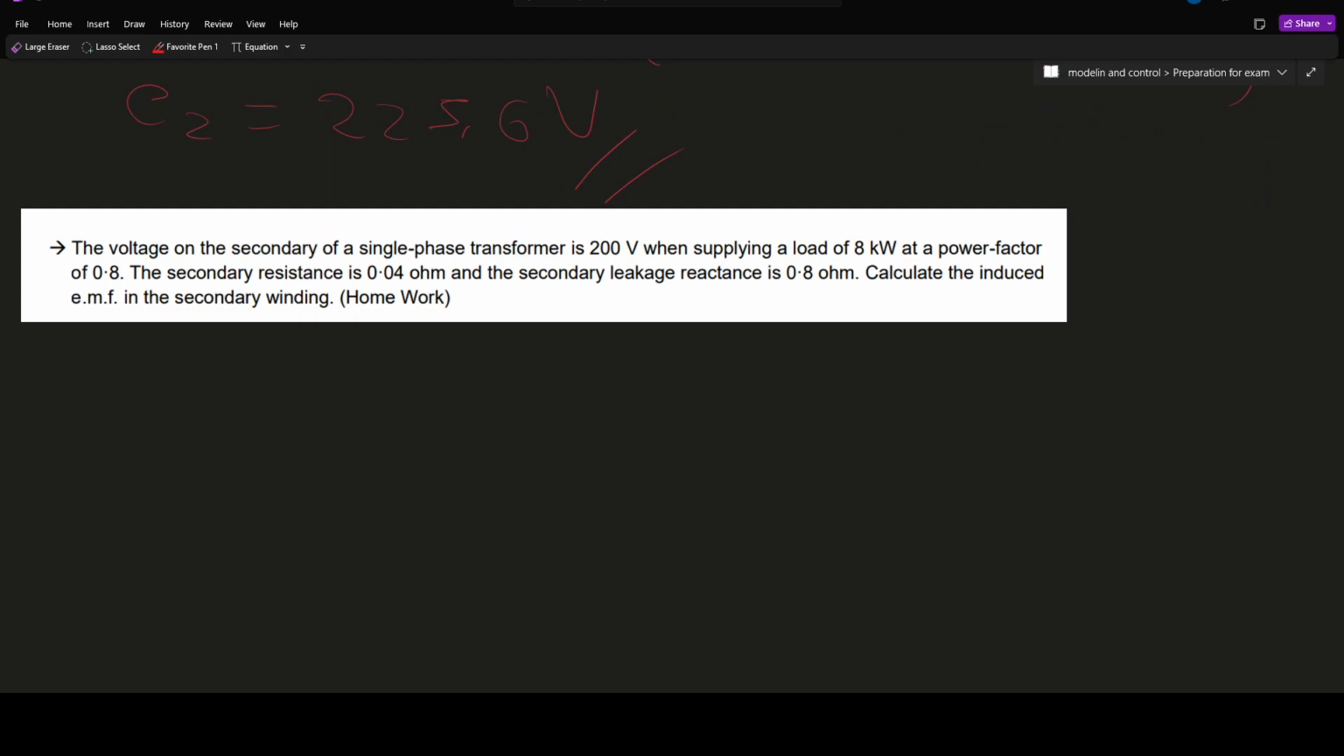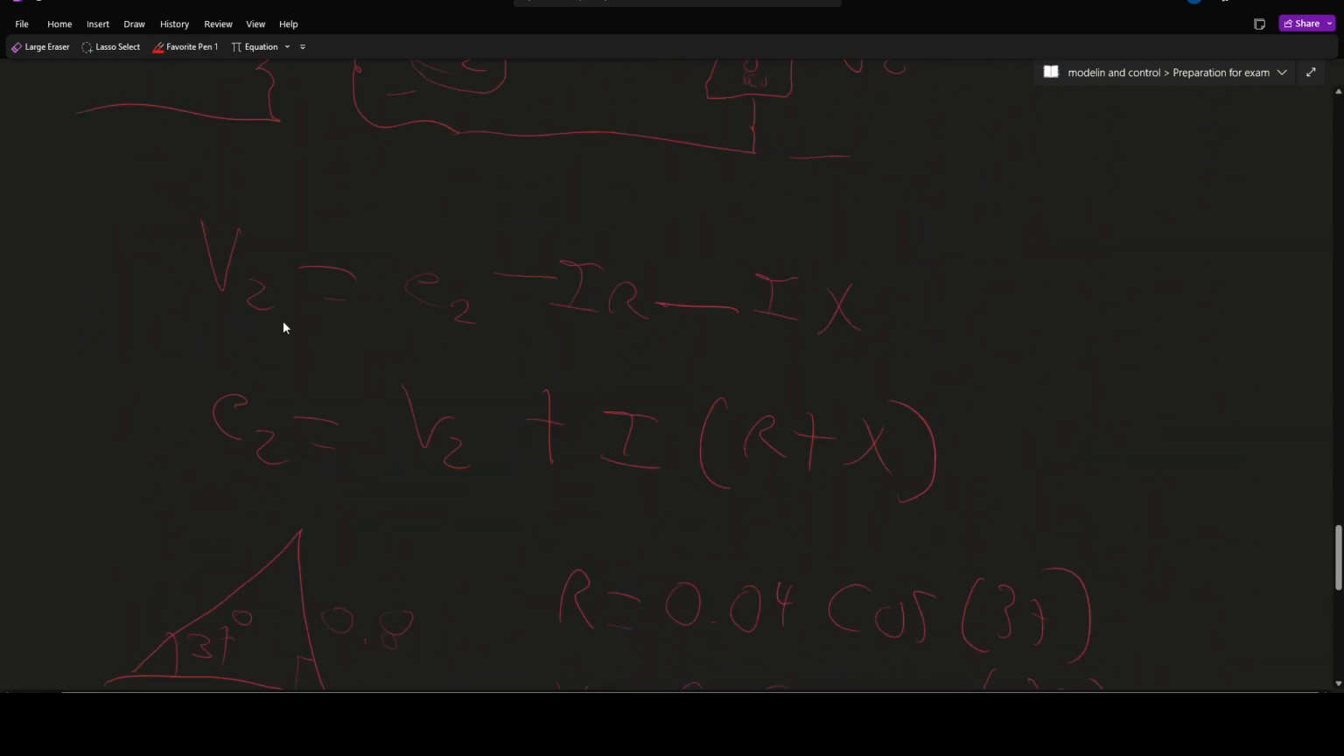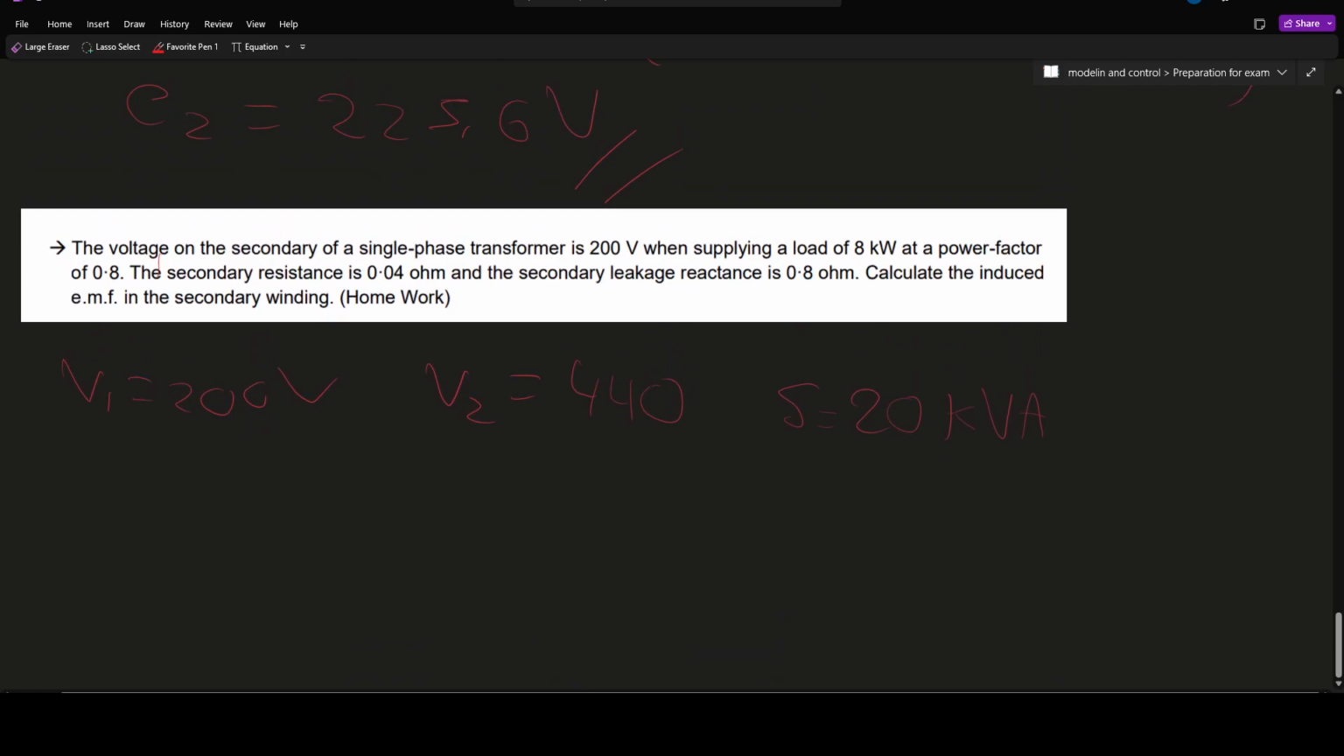Okay, now we have this exercise that is a little bit simpler. They are telling us that we have a voltage in the primary of 200 volts. In the secondary, we have a voltage of 440 volts. We have an apparent power of 20 kilovolt amperes. Oh wait, this seems to be the same exercise as the top one. Oh, sorry about that.